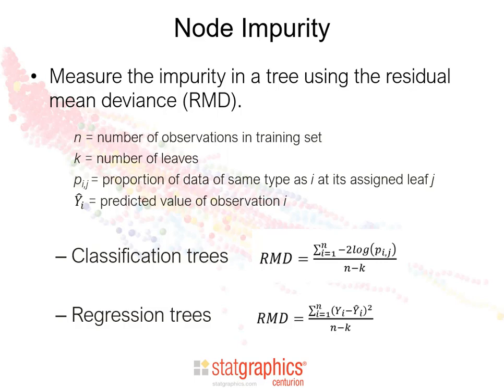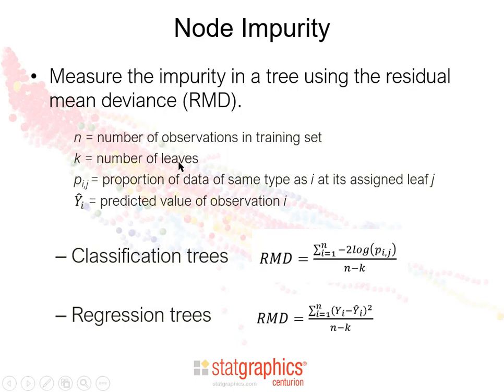Now, we need to go back to my slides and talk for just a minute about node impurity. Node impurity measures how much variability there is among observations that make it to a particular node. We measure impurity in a tree using something called the residual mean deviance. For example, take a look at my notation. Let n be the number of observations in the training set. Those are the observations in my data file that are used to build the tree.